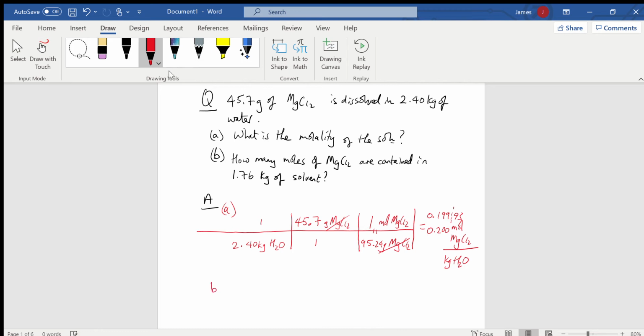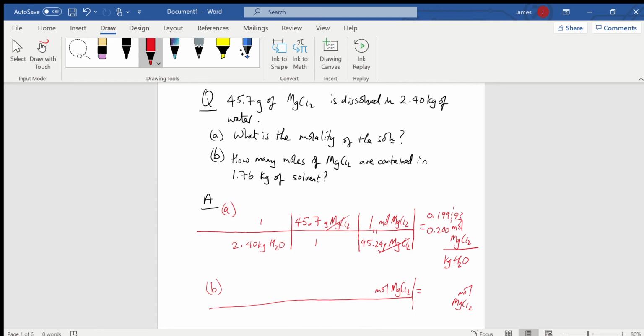Okay, moving on to part B. How many moles of MgCl2 or magnesium chloride are contained in 1.76 kilograms of solvent? So I need grams of MgCl2... No, I don't. It's how many moles. I'm sorry, I'm not reading my own question. Moles. Let's make a bit more room over here. So I need moles of MgCl2.